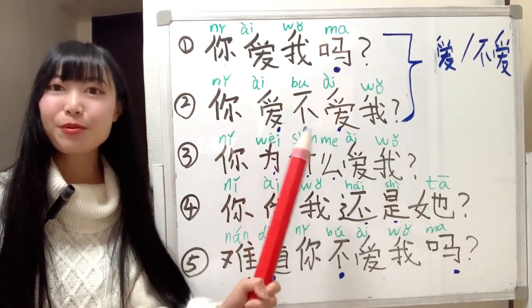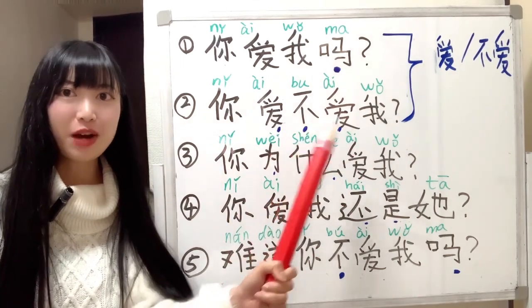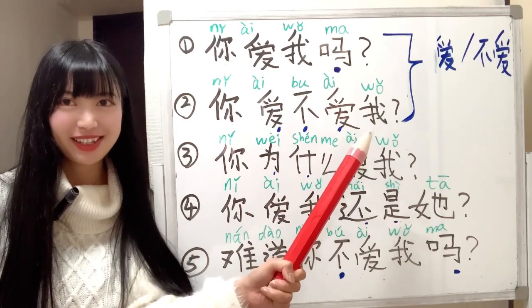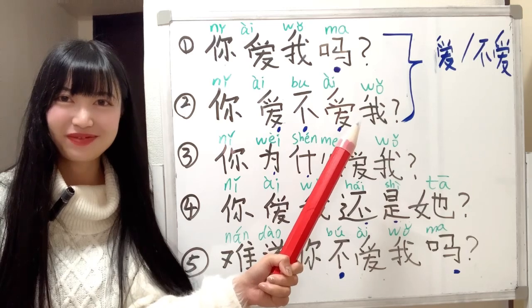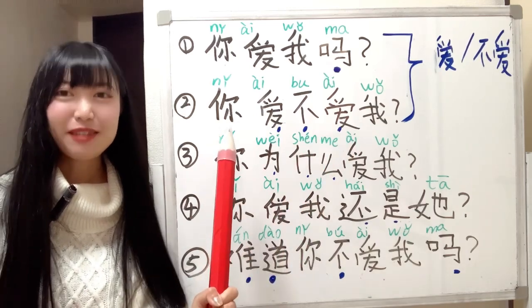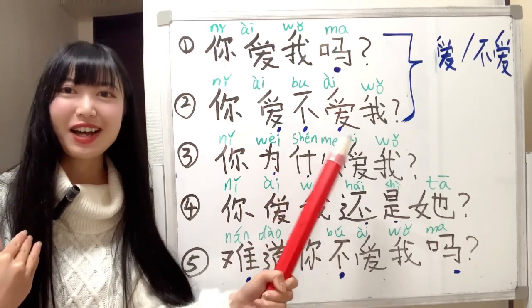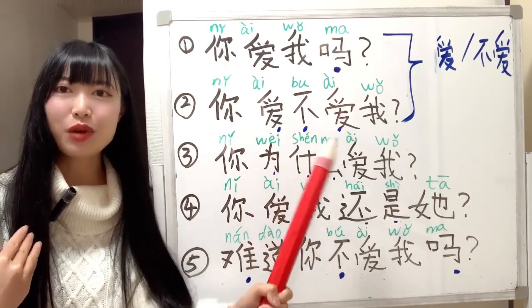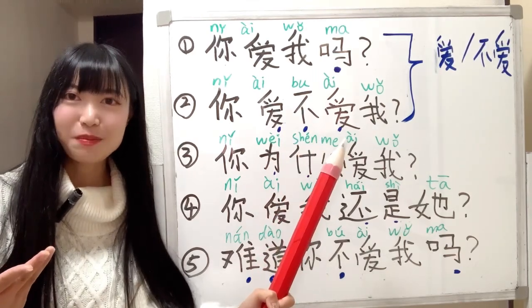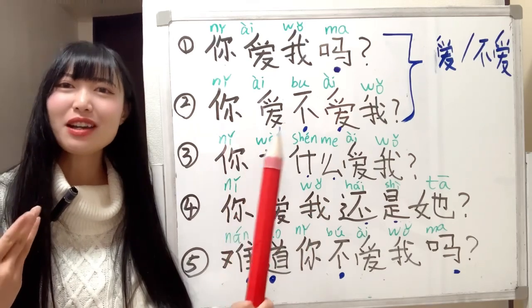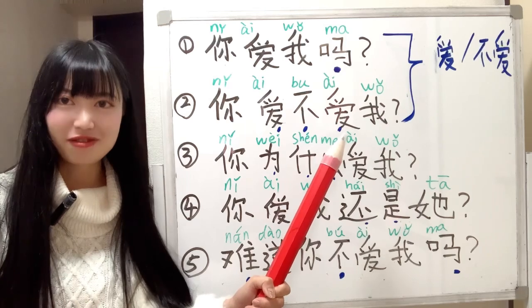你爱不爱我? What does it mean? There's no ma, but it's also a yes or no question. Okay, 你 means you, 爱 means love, 不 means no, 爱 means love. So 爱不爱 is love or not, don't love. So basically it's like the do you love me or not? It's also a yes or no question, right?